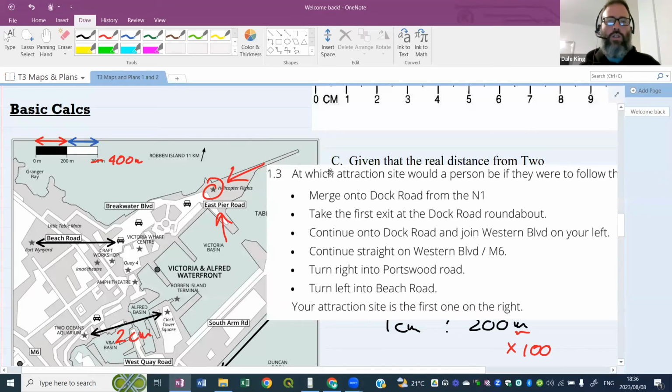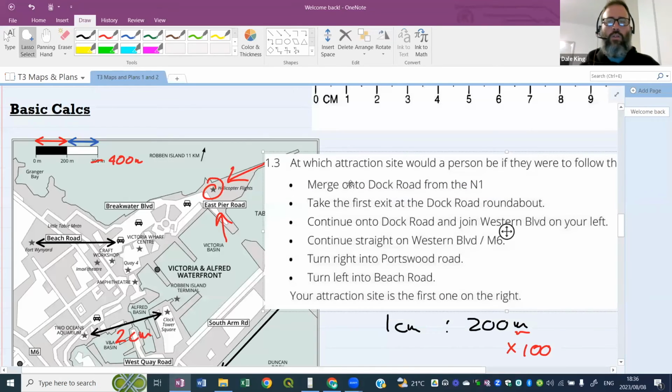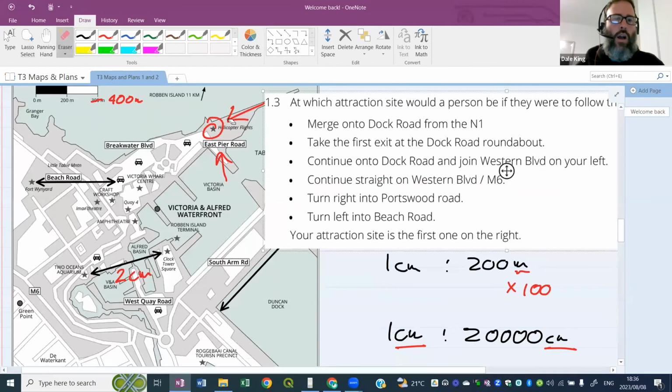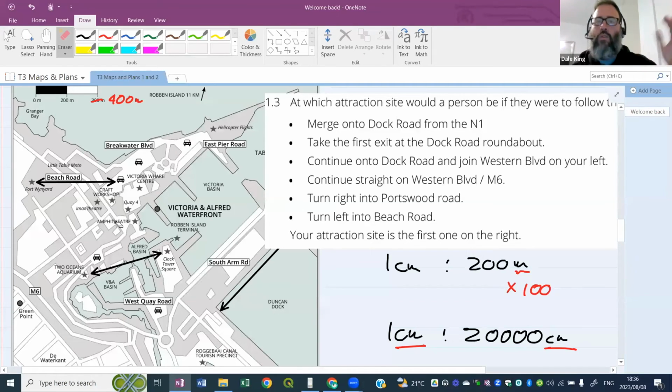At which attraction site could a person be if they were to follow the following directions? All right. Now, I need you to pay attention to what they've written here, because often in the map work section, they ask a question where a person is at one point and they want to get to a different place on the map. Give directions to get from point A to point B on the map and write them out. Okay, this is what it should look like. So this is a very good way for us to see how to answer that type of question.